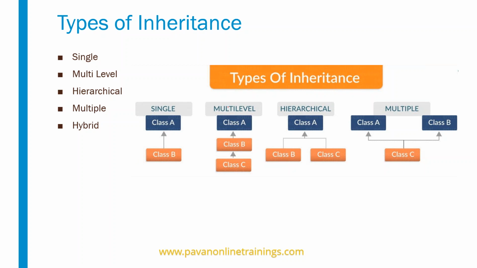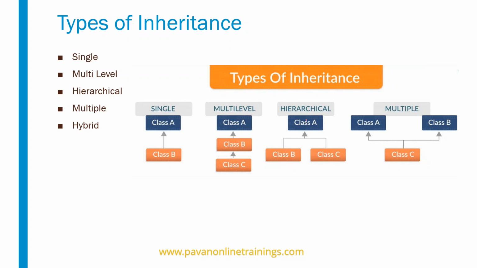That is single inheritance. Multi-level means we have multiple levels, like one parent has a child and the child has one more child. We can create any number of levels like this. So B acquires everything from class A and C gets the complete functionality from B. This is multi-level inheritance. And then hierarchical inheritance means multiple child classes have one parent class. All the child classes have only one parent class. This is called hierarchical inheritance.